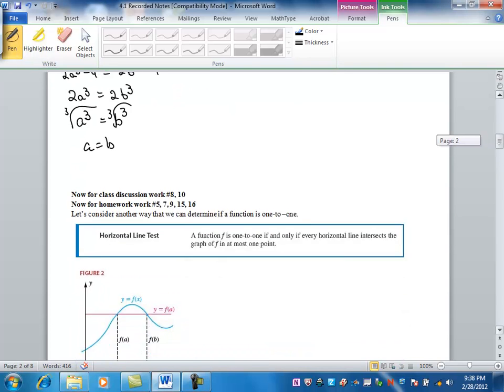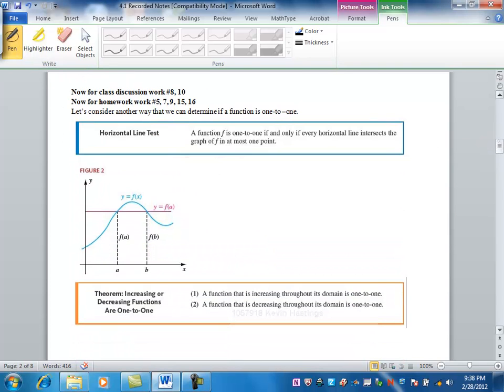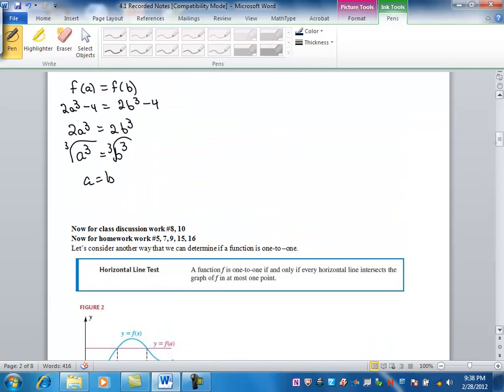And so you've got a couple discussion questions to look at and some homework to look at. Now another way that we can figure out if a function is one-to-one or not is the horizontal line test. Before I go on, I want to talk about how the definition of a function is portrayed in the vertical line test. If we have a function, let's come up here for just a minute and talk.